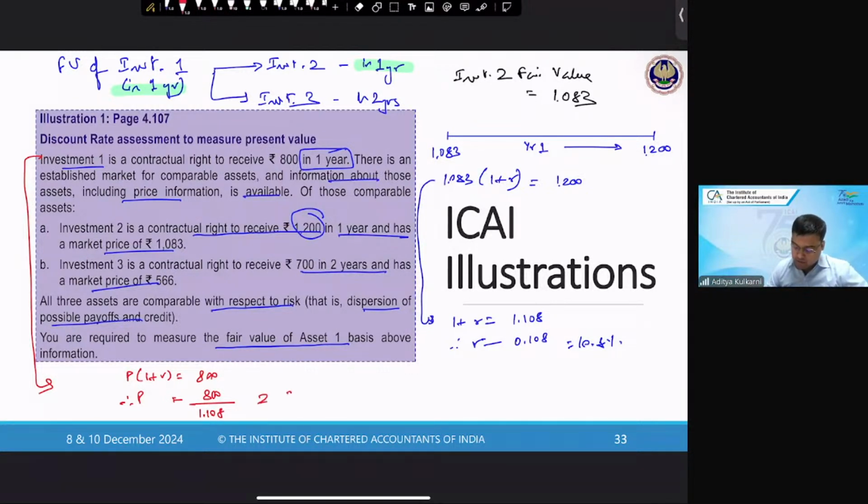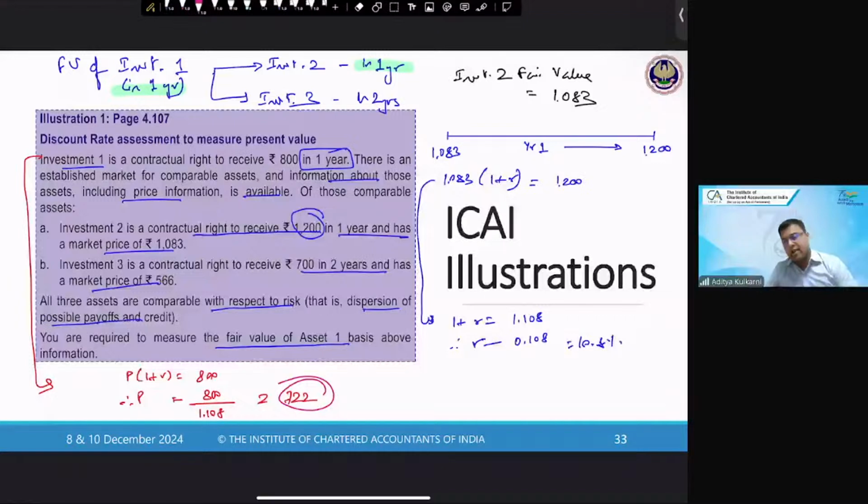So that comes to 722. Are we able to understand? Yes, sir. Pooja, Nisha, Niranjan, Mamta, Usha. Yes, sir. Okay, all right. Perfect. So this will be your fair value.